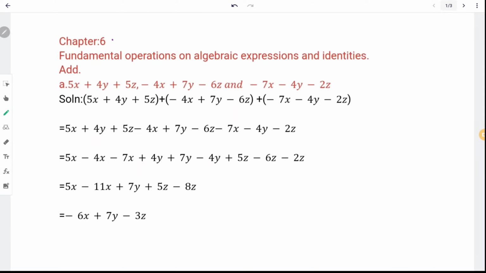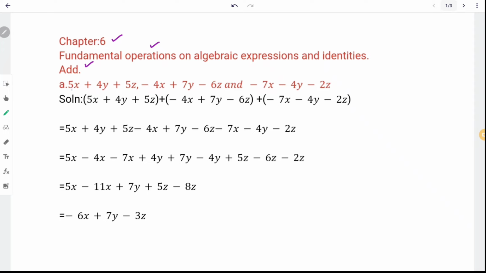So we'll be starting chapter 6, fundamental operations on algebraic expressions and identities. So operation simply means what? Subtraction, addition, multiplication, and division. Okay, we've already done this in class 7, so same thing here again. All right, so the first question is simply add.